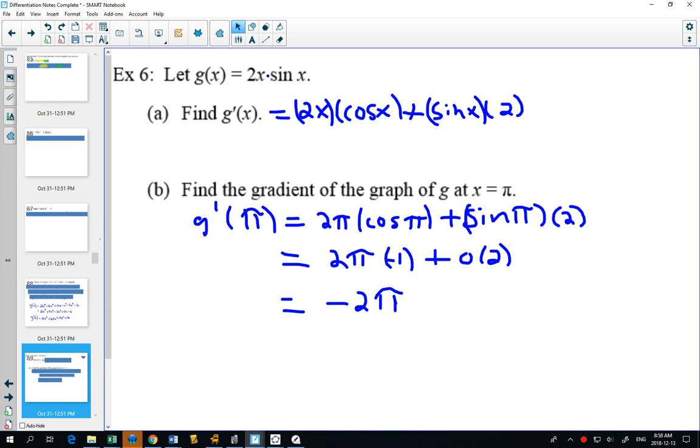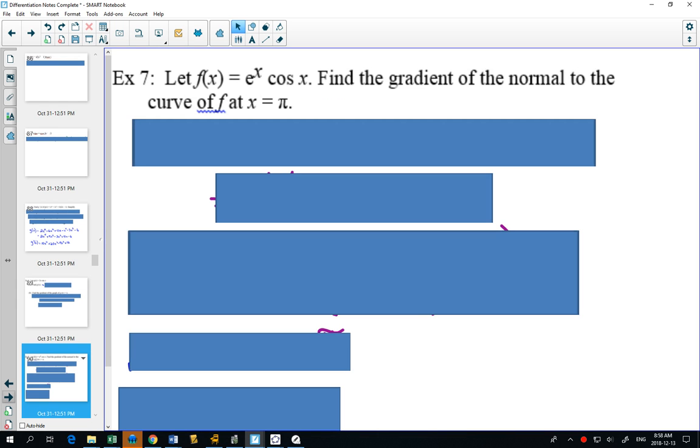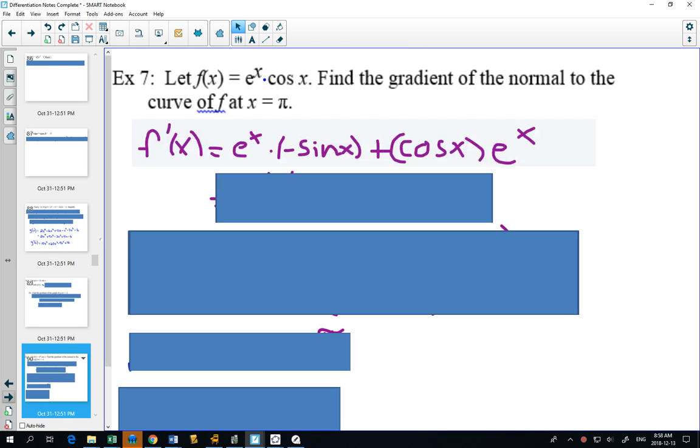Last question in this section. Do we have the product rule? Well, we've got two things multiplied right there. Both have x in them. So yes, we're going to have the product rule. So find the derivative first. Keep one the same, derivative of the second. Then keep the second one the same, derivative of the first.